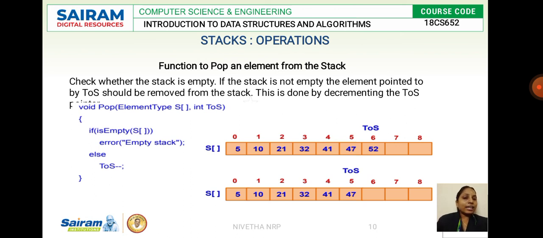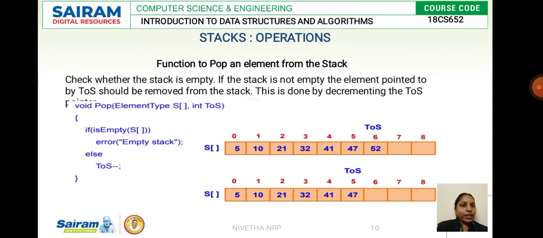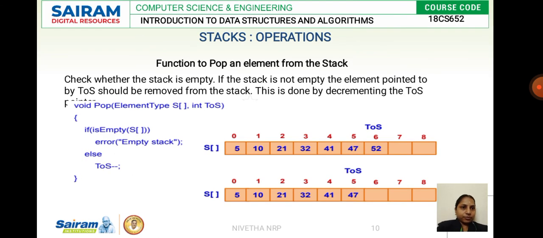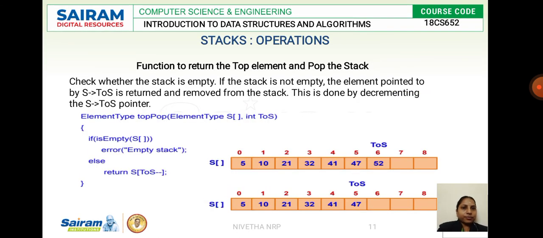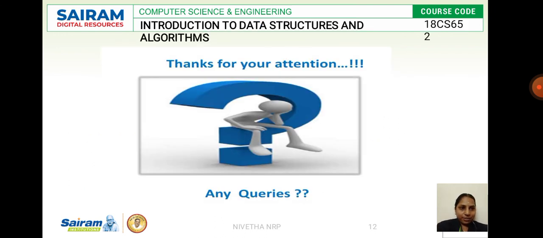Then what happens? Your TOS will be decremented. See, in this example, we have 52. 52 is the last inserted element, and you can delete only 52 first. So when you delete it, 52 will be deleted, and your TOS has to be changed from 6 to 5. It has to be decremented. That is why you are decrementing your TOS by using TOS minus minus, which is a decrement function. This is all about the operations of stack. Basically, we have two operations, push and pop.